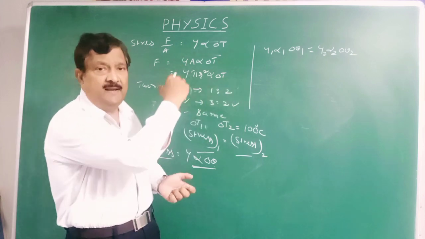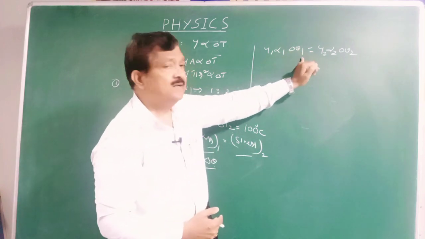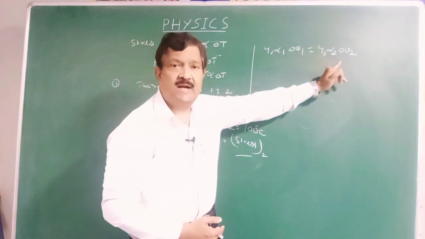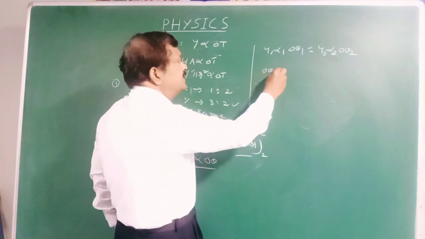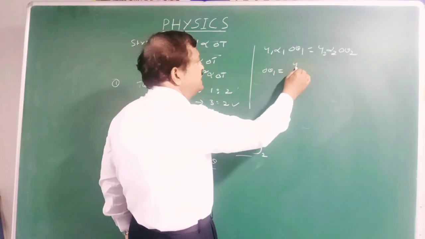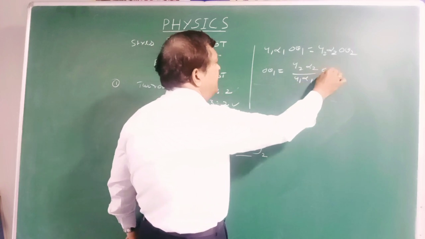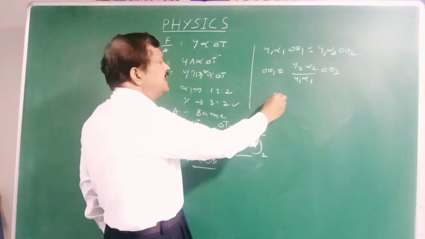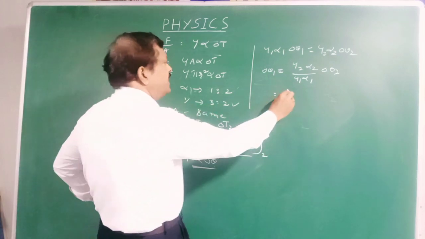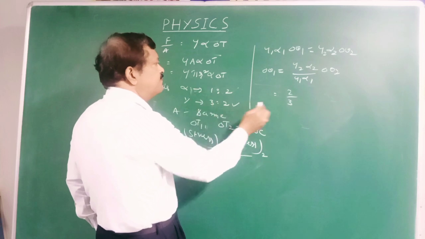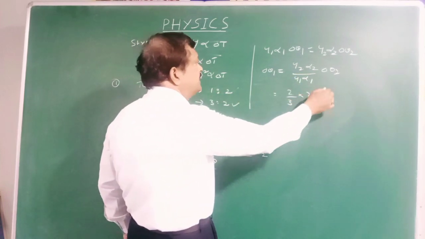Let us equalize the stress in both cases. So stress in the first one, y1 alpha 1 delta theta 1 is equal to y2 alpha 2 delta theta 2. Then what we have to find out? We want delta theta 1. Delta theta 1 will be equal to, as per this equation, y2 alpha 2 by y1 alpha 1 multiplied by delta theta 2. So let us substitute here. y2 by y1, the ratio is 2:3, into alpha 2 by alpha 1, that is 2:1, and delta theta 2.